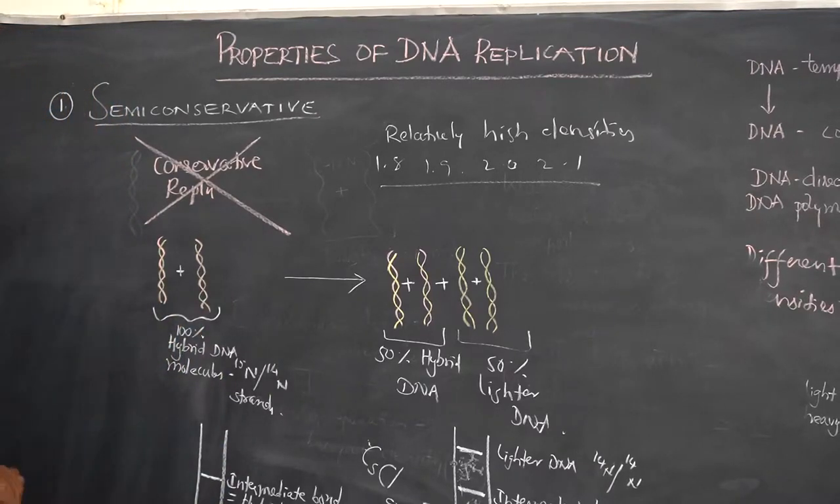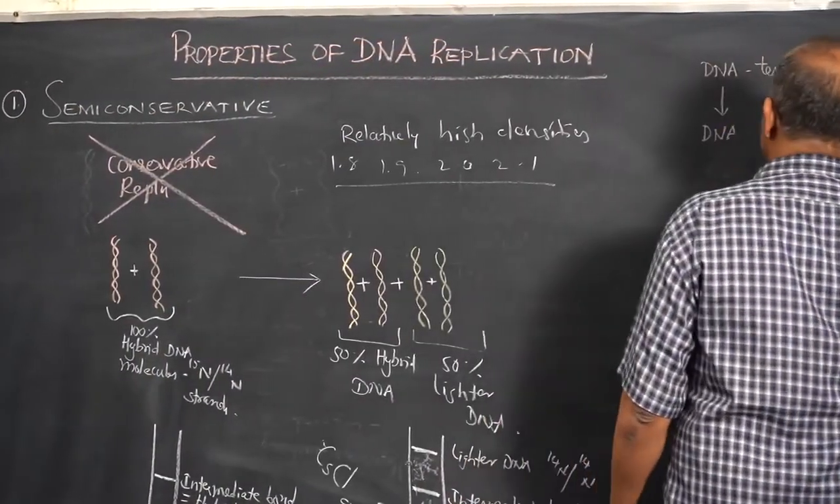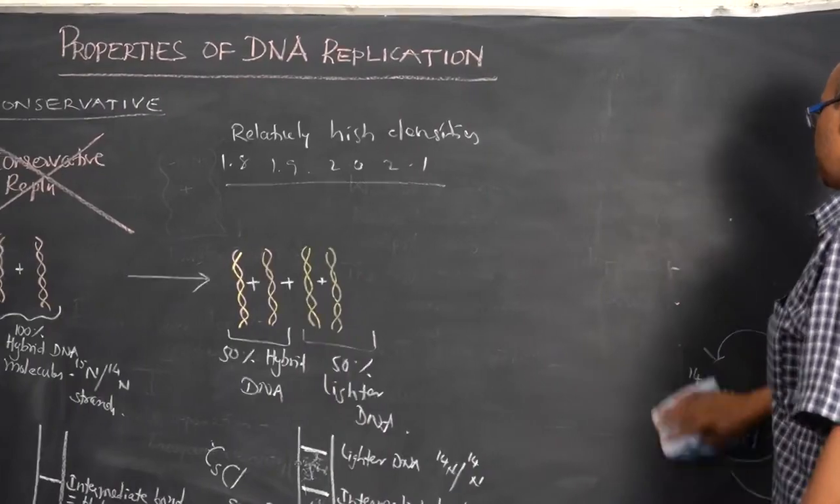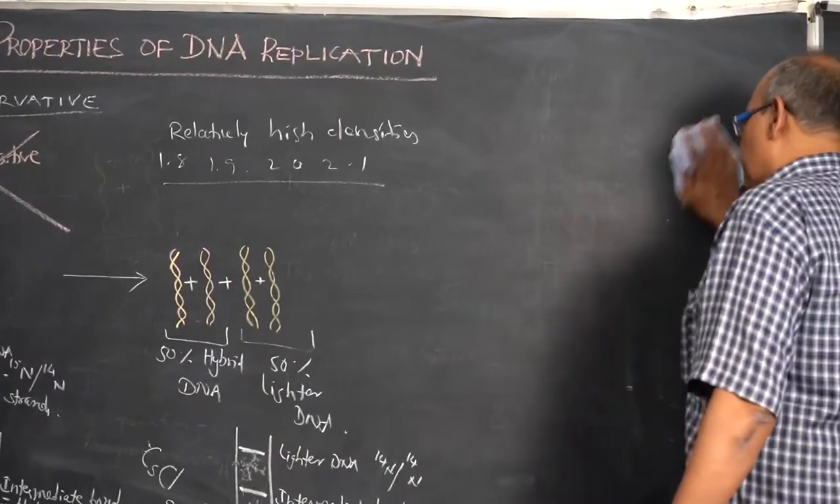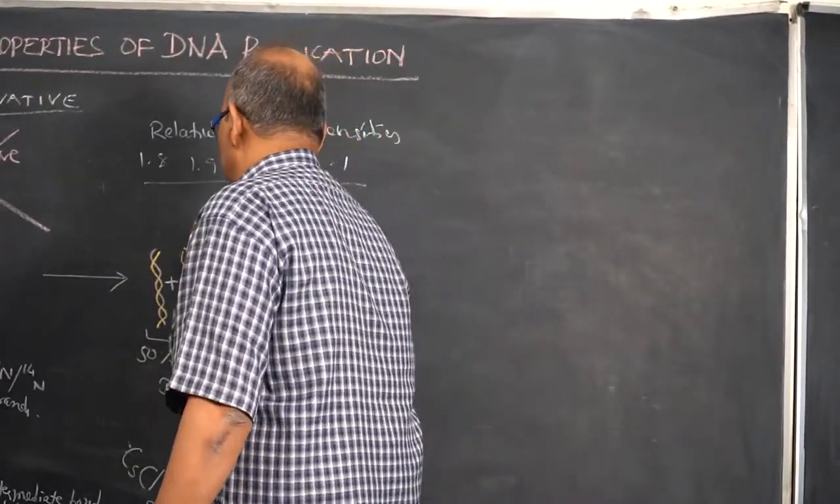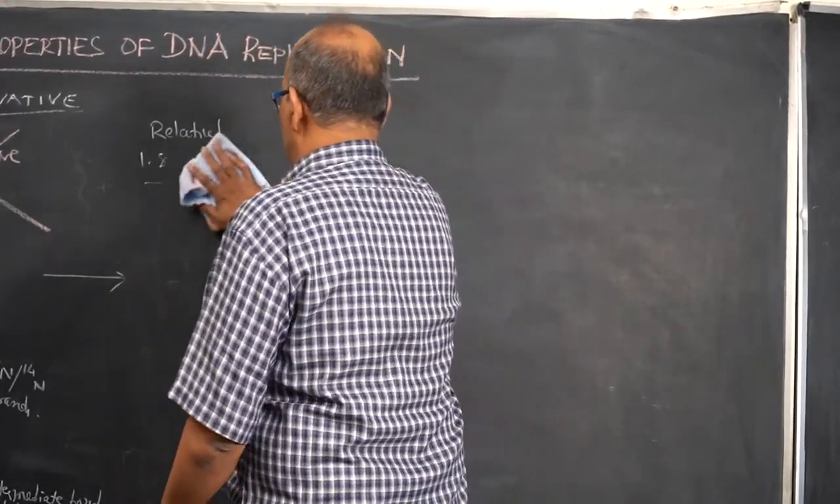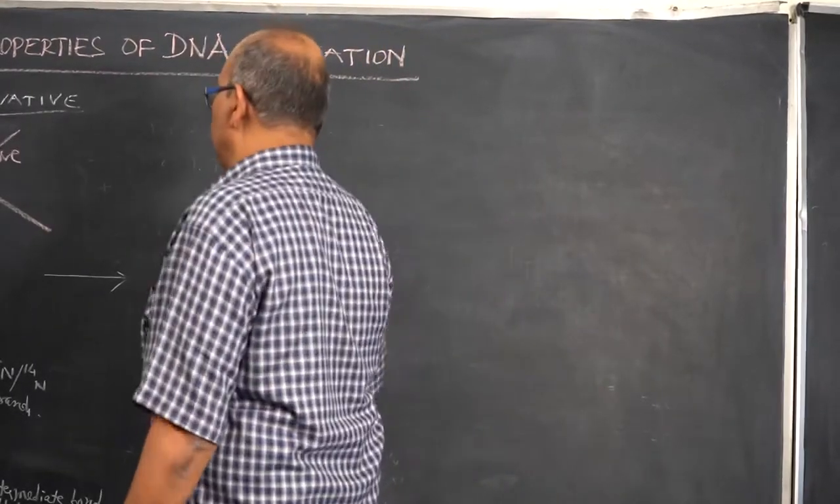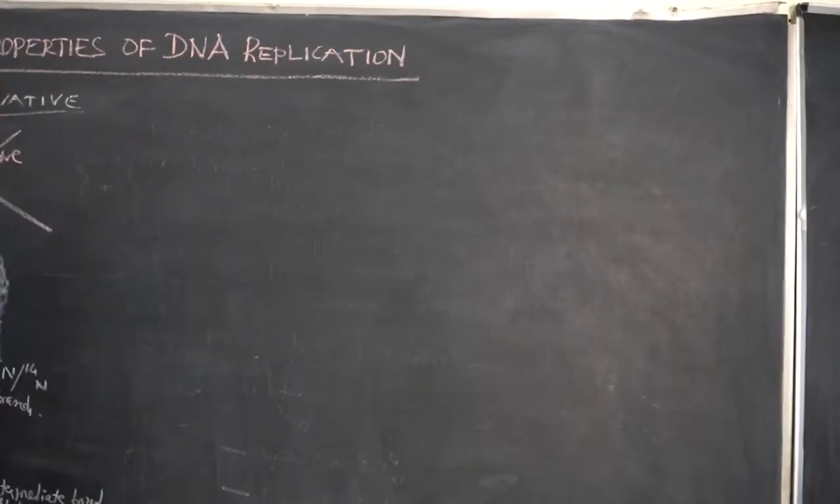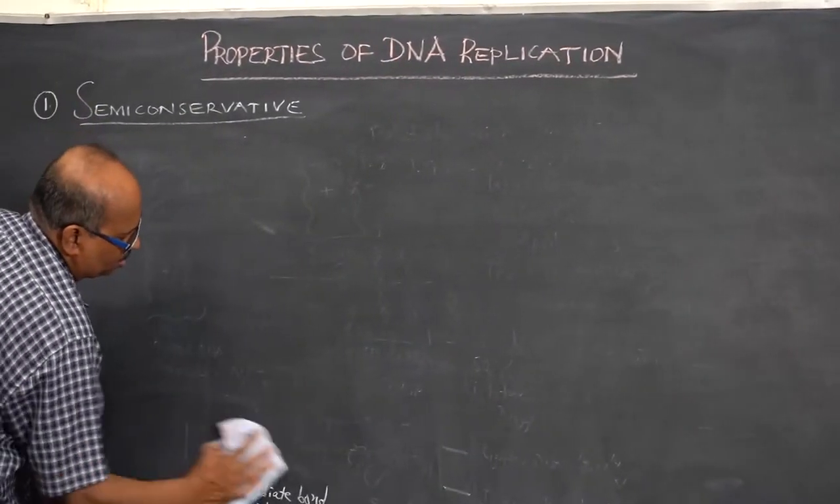So that's about the first character. Replication is semi-conservative. When the new daughter molecule is formed, one strand will be that of parental strand, another strand will be that of newly synthesized strand, and therefore always 50% of the parental DNA will be conserved in the daughter DNA molecules.